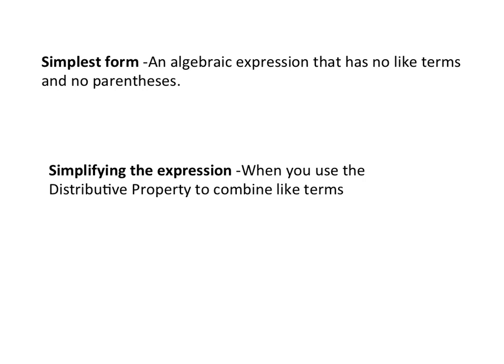And our last term, simplest form: an algebraic expression that has no like terms and no parentheses. So that means that you combine the like terms and you multiply away the parentheses. Next up is simplifying the expression when you use the distributive property to combine like terms, and that's one way of getting rid of parentheses. We'll do some examples next.